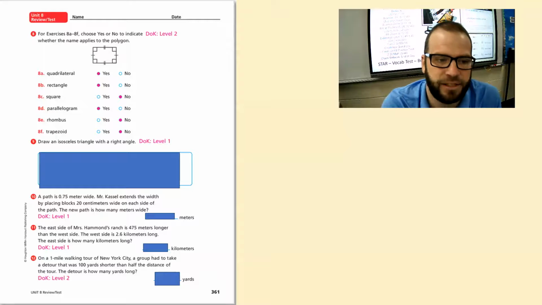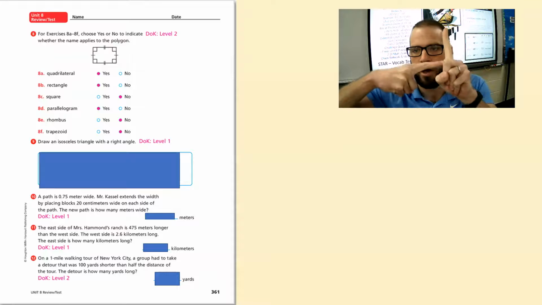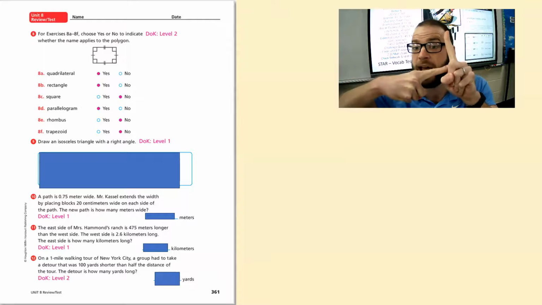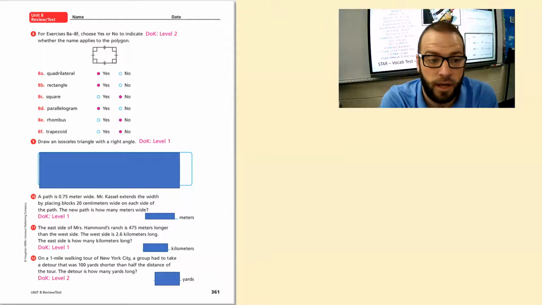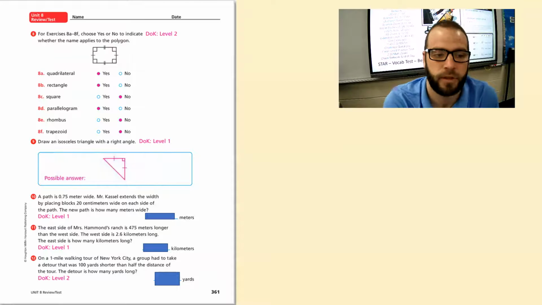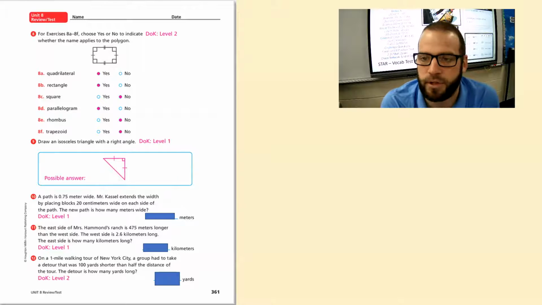Draw an isosceles triangle with a right angle. Well, an isosceles means that 2 of them are the same length and one of them's not the same length. And then the right angle means it's 90 degrees. There you go. These 2 are the same. I'll put a little slash there to show you, hey, they're the same length. And then I'll put a little tiny square to show you it's 90 degrees.